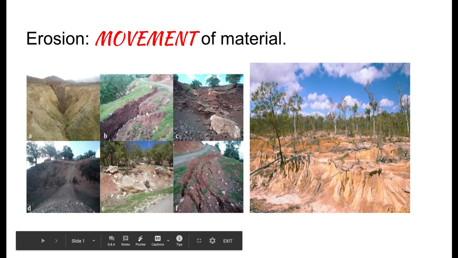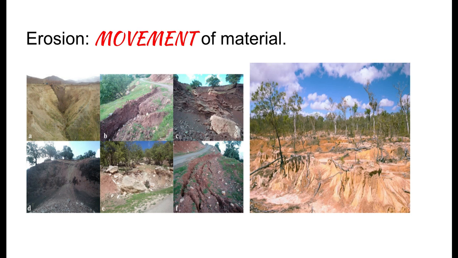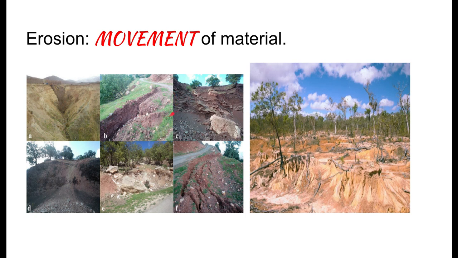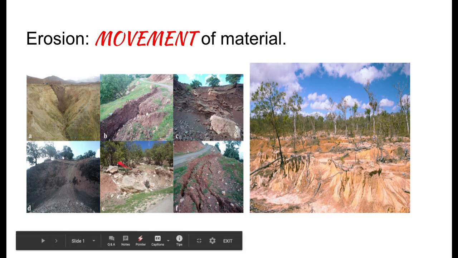What we have here is some examples of erosion. You need to remember that erosion is movement of material. Weathering is breaking down the rock, but erosion is where it's actually moved from one place to another by wind, water, ice, things along those lines. We can see right here the effects of erosion as it washes away hillsides and such.